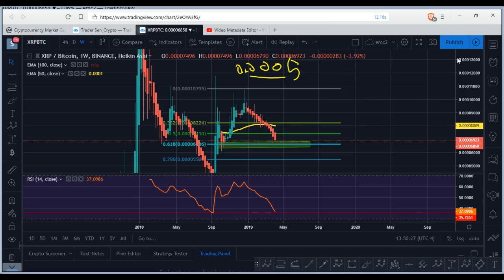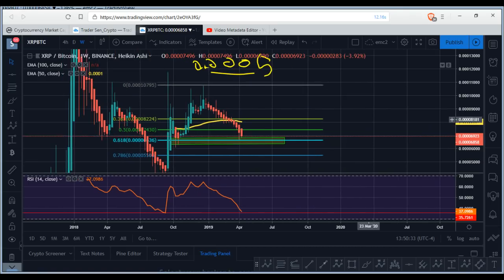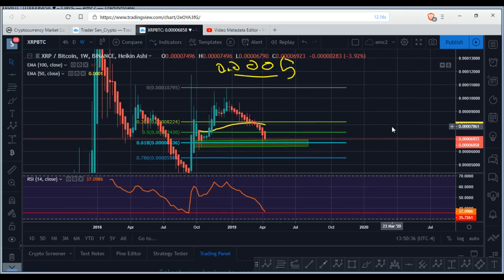But XRP is looking promising. The 0.618 pullback versus BTC is pretty good. BTC is looking weak, right? BTC is starting to look weak at 5,300. So let's say BTC doesn't break 5,300, right? That's a good sign for XRP. You gotta think about it.